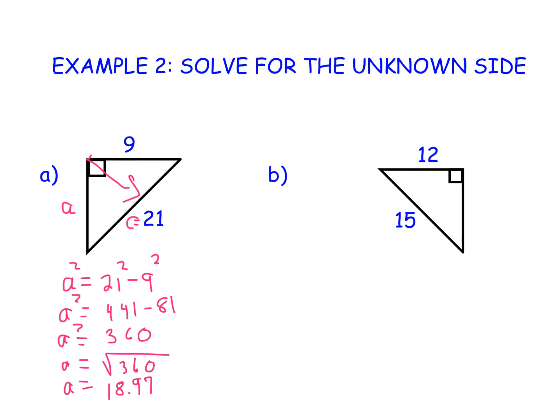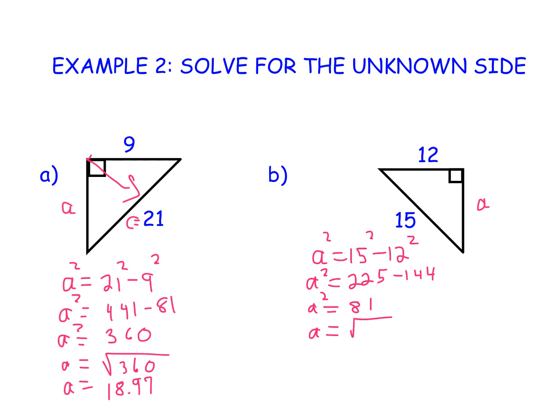On the other triangle, let's label this side A as well. And we're looking for a short side, which means we're subtracting the squares of the other two sides. Always start with the biggest one or else you'll get a negative. That's going to get you in a lot of trouble if you have a negative answer. So we have 225 minus 144. A squared then is 81. And so A is the square root of 81, and A is 9.